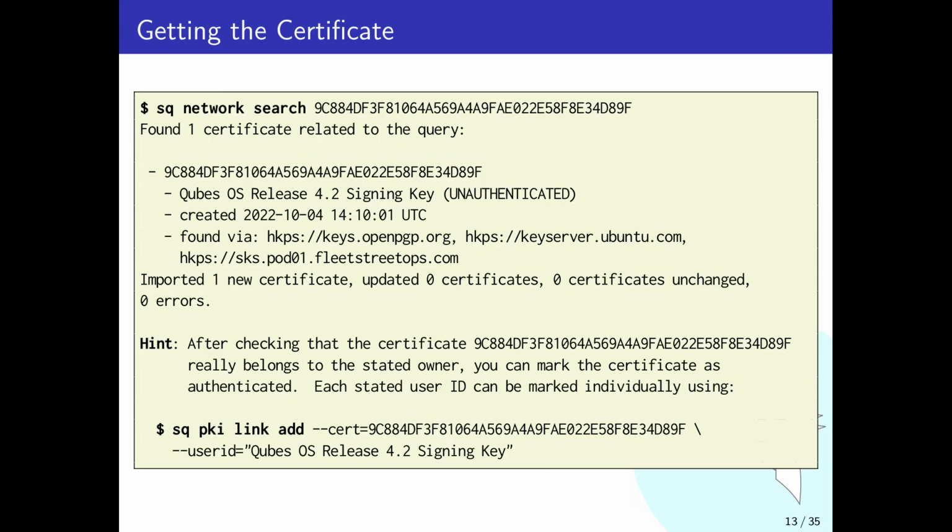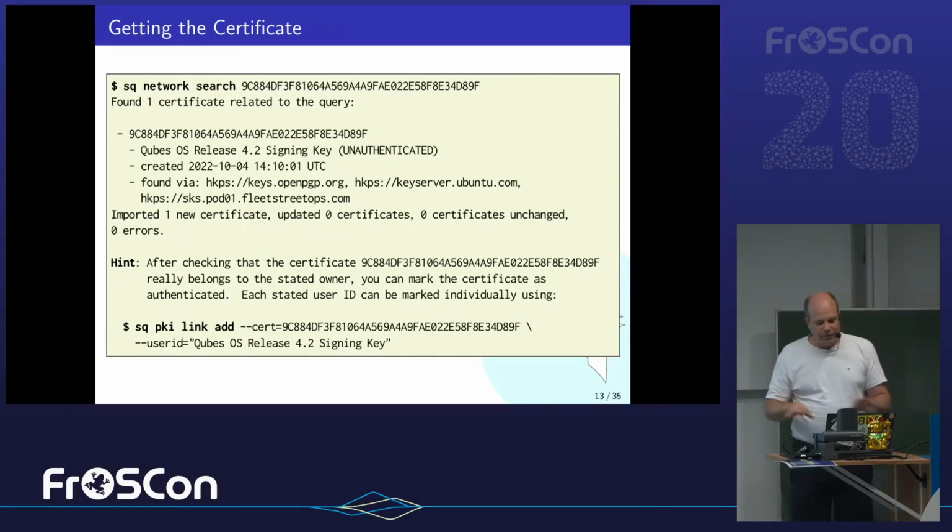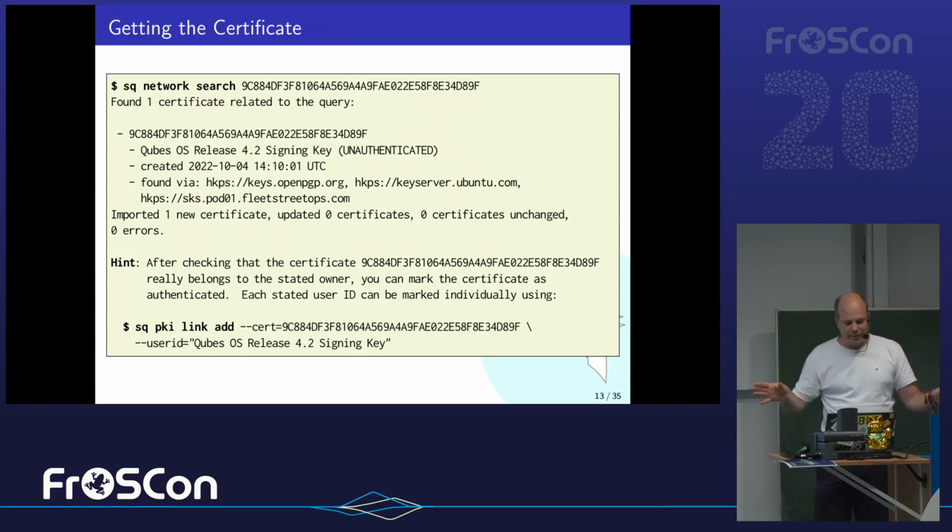And I want to call your attention to something here. Specifically, it says it found it via keys.openpgp.org, keyserver.ubuntu.com, and sks.whatever. So sq actually goes out onto 5 different key servers and checks them all. It also goes to WKD and DANE all simultaneously in parallel and downloads whatever it finds. You don't have just one key server, you can have them all. And then it merges them.